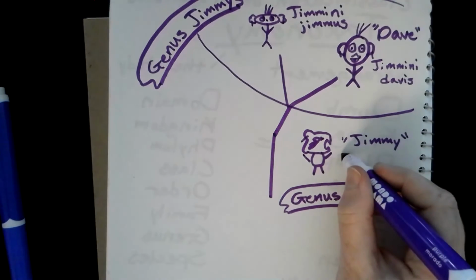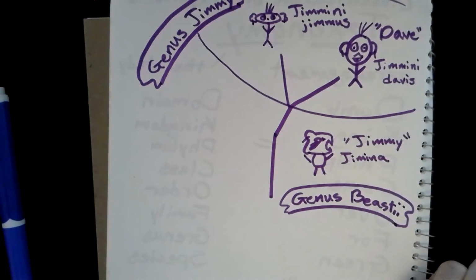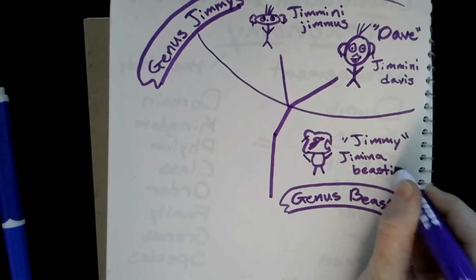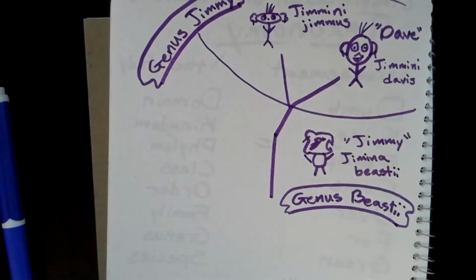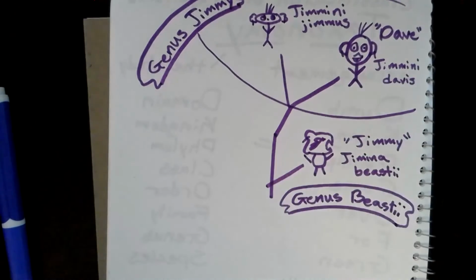We're going to give him the scientific name of Jimina Beastie. He is now on his own branch of this family tree. Comes out with pierced ears. He's known as Jimmy at parties. He's known as Jimmy by his friends. But that's as far as the similarities stop or go with this one.